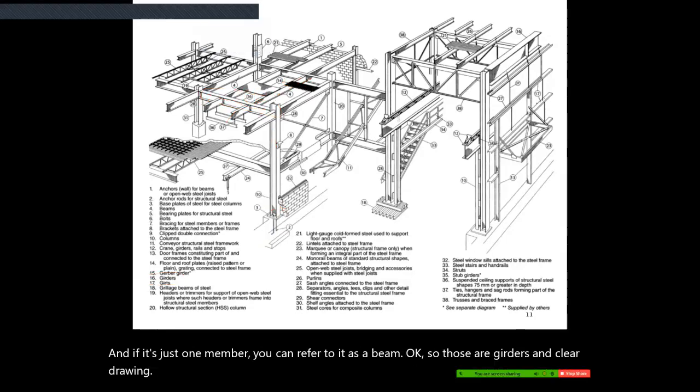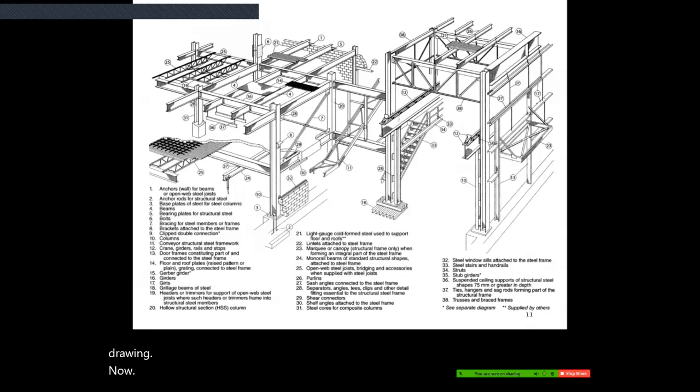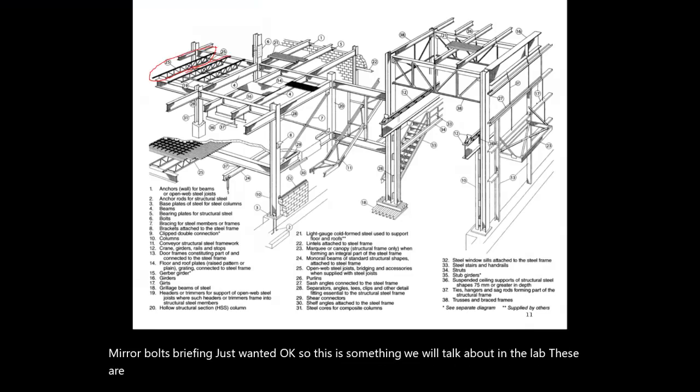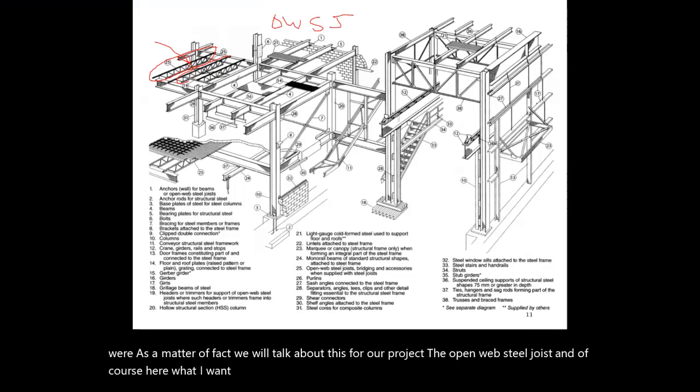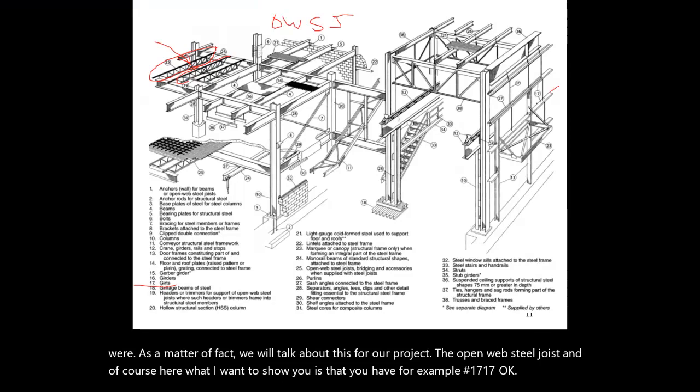So now, bolts, bracing. This is something we'll talk about in the lab. These are called open web steel joists. That's how it's abbreviated. As a matter of fact, we'll talk about the open web steel joists for our project. And of course, here, what I want to show you is, for example, number 17. These we're going to have in our project.